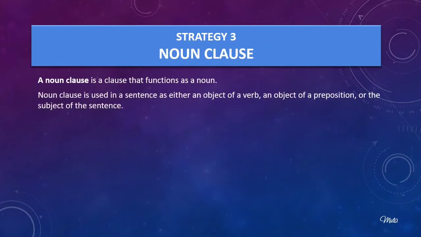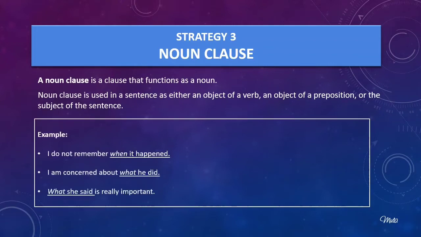Because the noun clause is a noun, it is used in a sentence as either an object of a verb, an object of a preposition, or the subject of the sentence. For example, I do not remember when it happened. The noun clause when it happened is the object of the verb do not remember.